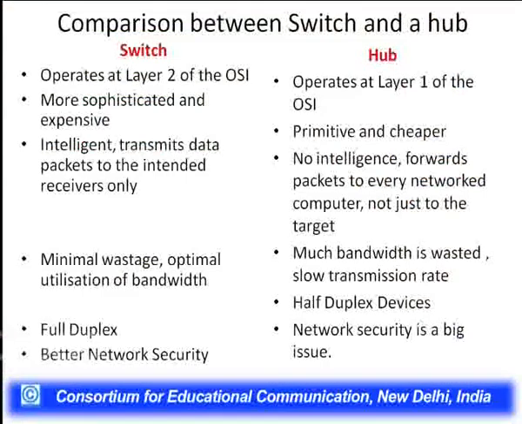So, if we try to compare a switch and a hub, it is quite easy to compare the two. The first is that a hub works at the physical layer of the OSI model, whereas a switch works at the data link layer. A hub does not do any kind of packet filtering, whereas a switch does intelligent packet filtering. A hub also does not manage or look into the collision factor of the packets, whereas a switch is intelligent and transmits the packets only to the intended receiver.